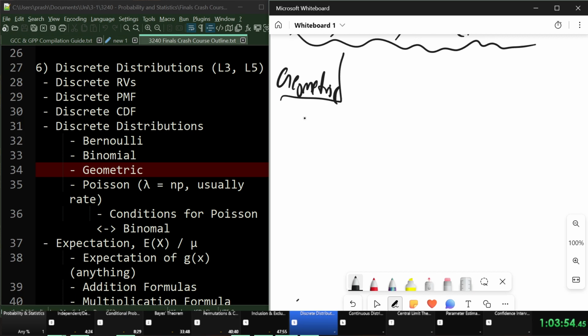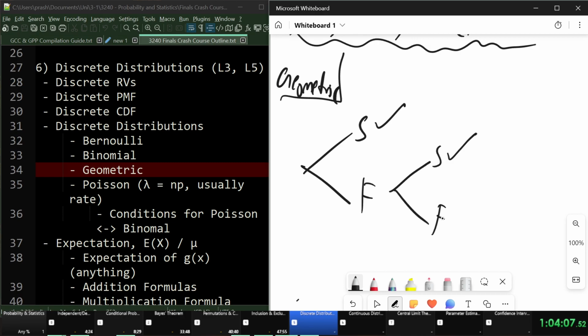But geometric is used when you have a trial that will succeed or fail. If you succeed, great, you can stop there. If you fail, you will try again. You might succeed, you might fail. And if you fail, you try again. You succeed, great, stop. If you fail, try again. So on and so on. So you can see that after success, it's guaranteed to stop. This is what a variable that has a geometric distribution does.